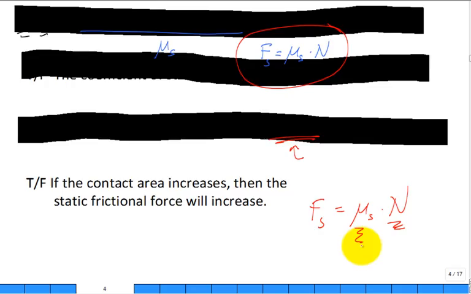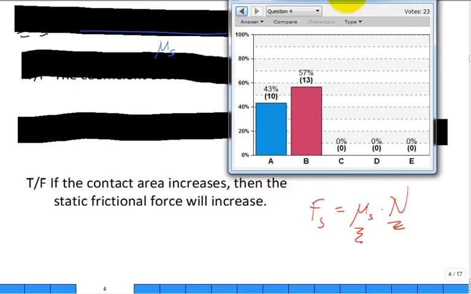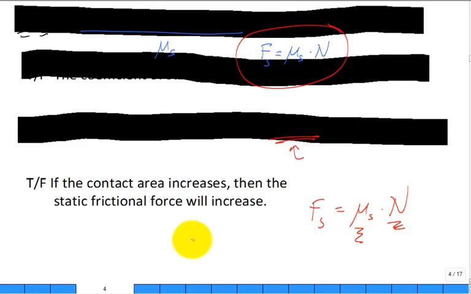So really, you don't see A's in these equations. Let's go ahead and grade it. Oh, look at that, pretty well split. If the contact area increases, then the static frictional force will increase. That is not true. Somebody says, but if I increase the cross-sectional area, doesn't that mean I have a bigger chunk that's heavier? Well, it could. It could mean that N goes up because maybe N is proportional to A, but that's implicit. It's not explicit in the equation.